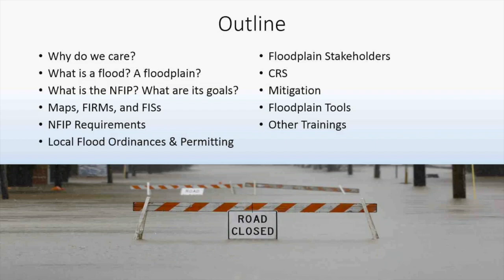We're going to talk about the maps, flood insurance rate maps, and the flood insurance studies. We're going to talk about the NFIP requirements. So, what do you have to do as part of the NFIP? We're going to discuss local floodplain ordinances and local floodplain permitting. We're going to talk about stakeholders, who's interested in the floodplains, who actually cares about this stuff. We're going to talk about the community rating system. We're going to talk about mitigation. We're going to talk about some floodplain tools that you all can use in your daily jobs or as you go about. And then we're going to talk about other trainings there at the end.